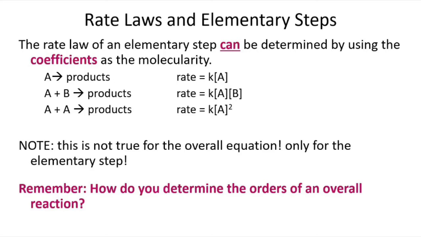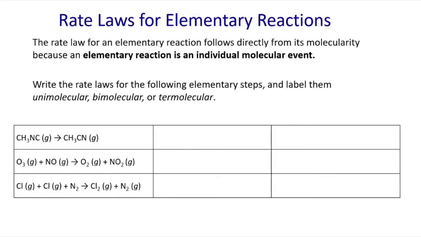So you can write the rate law for an elementary step based on the coefficients, but not for the overall reaction. So how do you determine the rate law for an overall reaction? Remember, you use an experiment, something like the method of initial rates or the integrated rate law. So let's practice. The rate law for an elementary reaction follows from its molecularity because an elementary reaction is an individual molecular event. So let's write the rate laws for these reactions and label them as unimolecular, bimolecular, or termolecular.